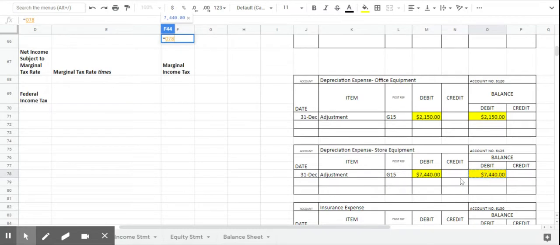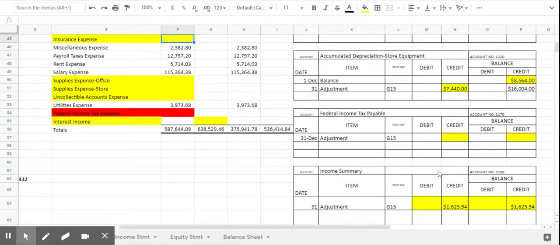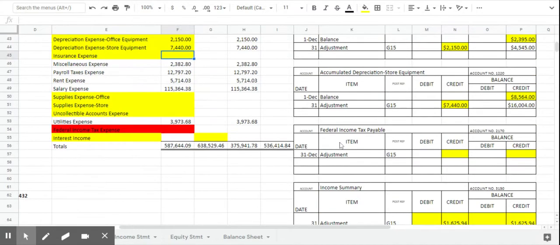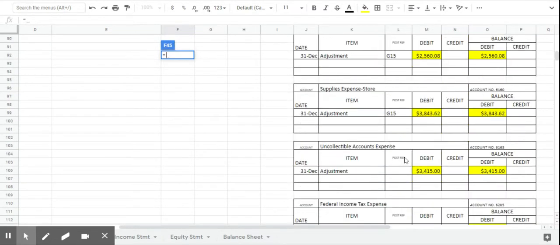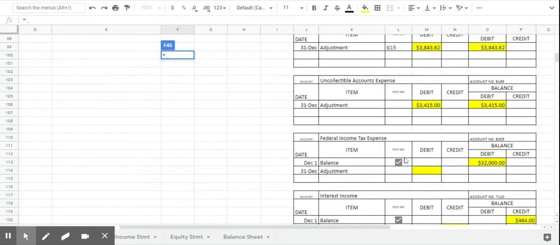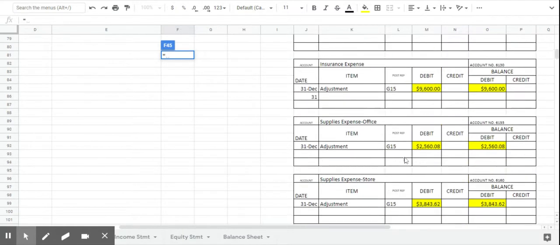Make sure, now remember, make sure you're taking numbers on the balance in column O and P if you're using the computer, the very far right-hand columns in the workbook. Insurance expense, I think, was 9,600. We'll make sure. $9,600.